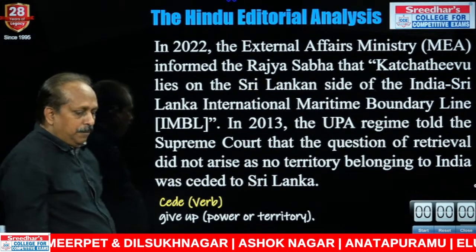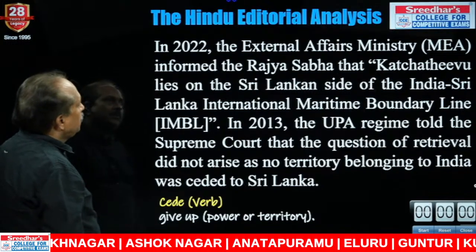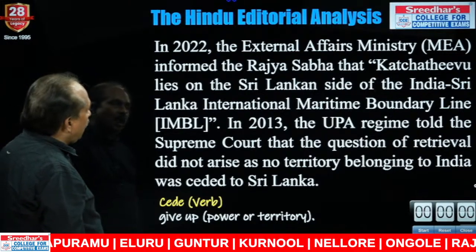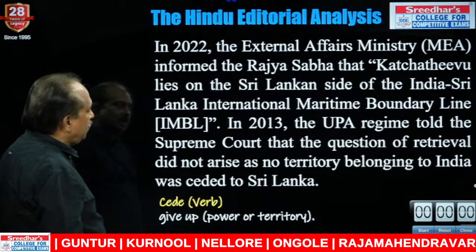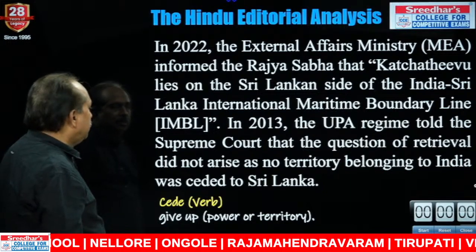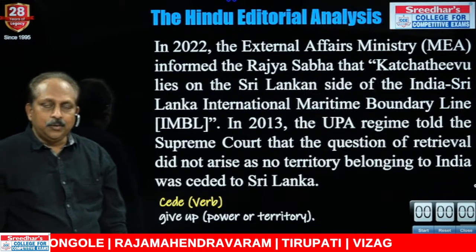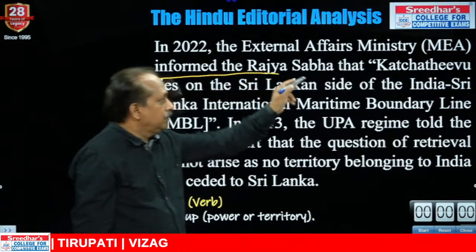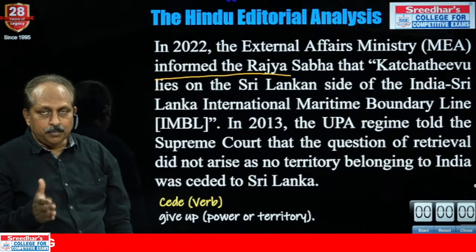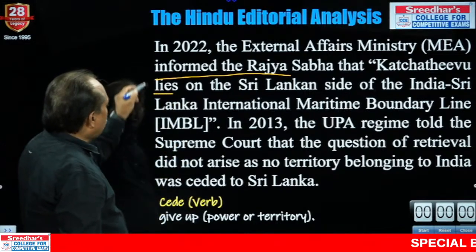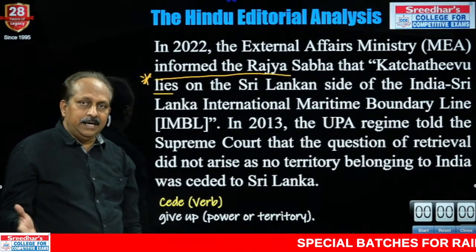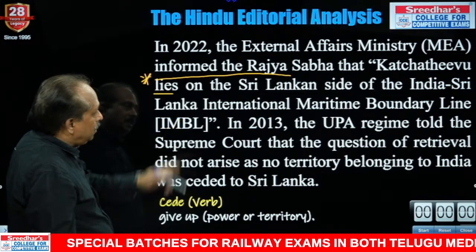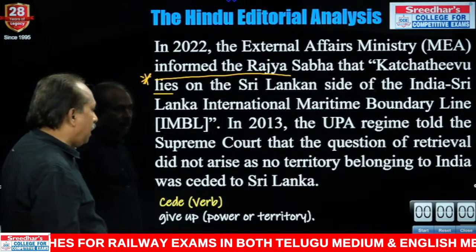Now it provides background information. In 2022, the External Affairs Ministry informed the Rajya Sabha that Kachativu lies on the Sri Lankan side of the India-Sri Lanka International Maritime Boundary Line. Something happened in 2022. What happened? The External Affairs Ministry informed the Rajya Sabha. Informed what? That Kachativu, this particular islet, lies. An important word you have to recollect: lie, lay, lain, lay, laid. Here lies means to be in a particular state for a long time.